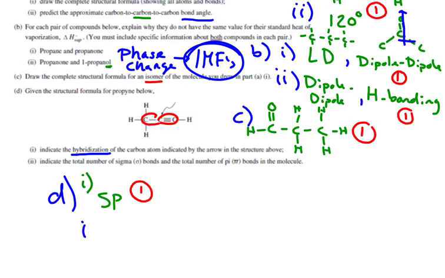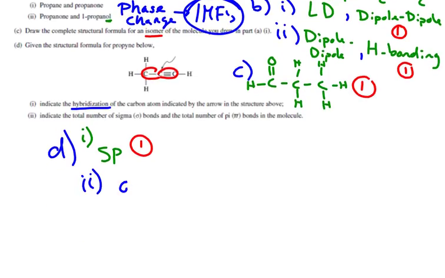Double I. Indicate the total number of sigma and pi bonds. Okay, again, do you know it or not? I'm going to try to just let you free. So pause it, give it a second. I'll give you about 30 seconds, and you know this.